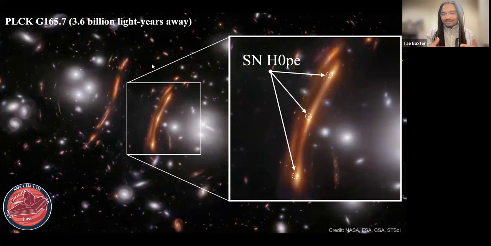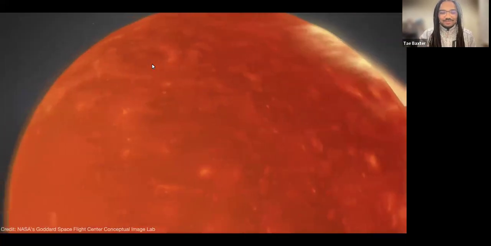H0, we call this H naught. This is a parameter that quantifies the expansion rate of our universe. And because this star went kaboom, its light passed through this cluster, and the light took different times to reach our telescopes. And by measuring the time delay, we're able to infer the expansion rate of the universe. But before I go into that, I want to show you this visualization.